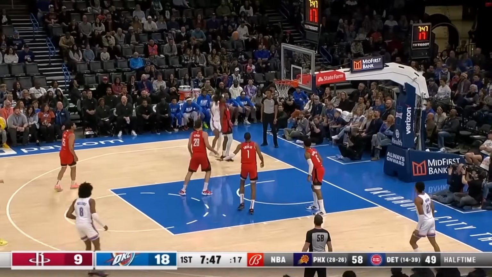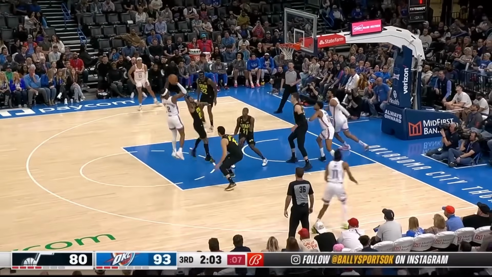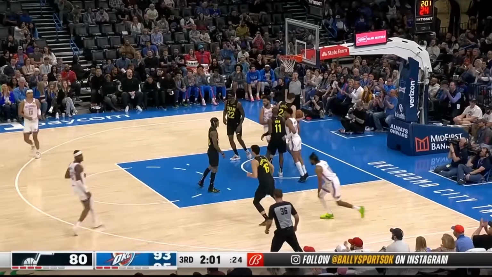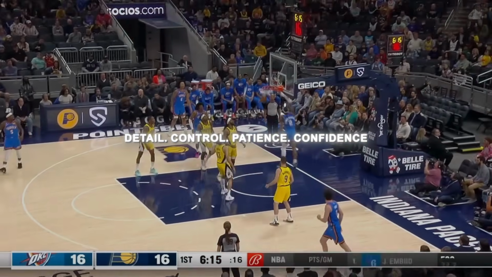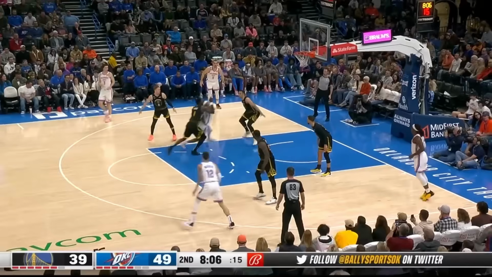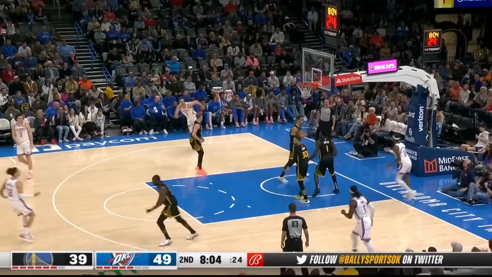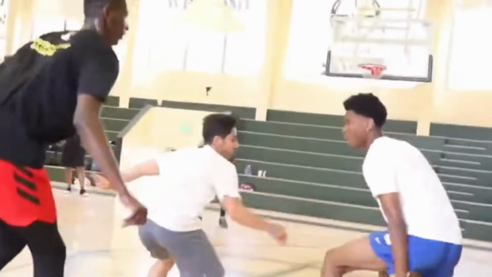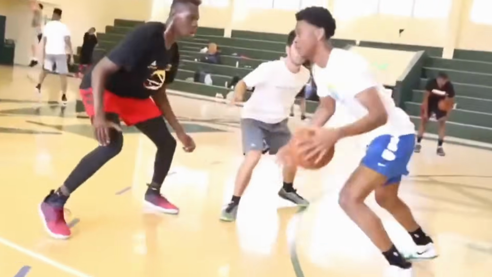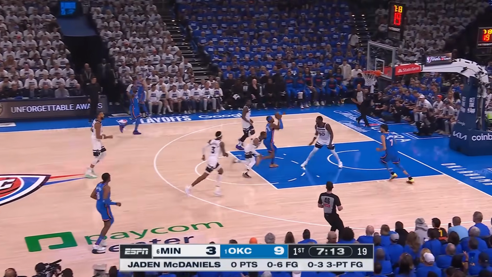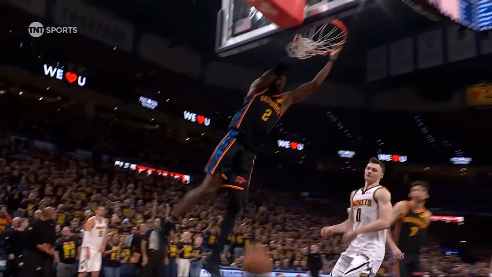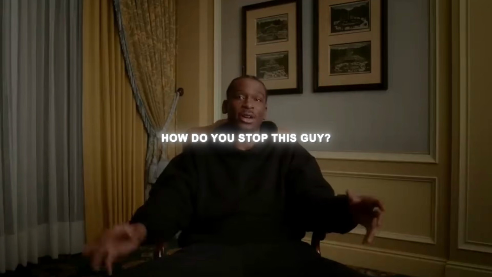The beauty of trying to play like Shai is that you don't need superhuman bounce or a freak wingspan. What you need is detail, control, patience, confidence, and the willingness to build something that other people can't figure out. If you do that, if you really study his habits, his movements, his mindset, you'll start to feel a shift in your own game. You'll stop rushing. You'll start seeing gaps. And before you know it, people will start wondering the same thing about you. How do you stop this guy?